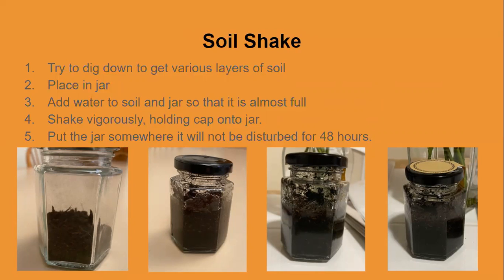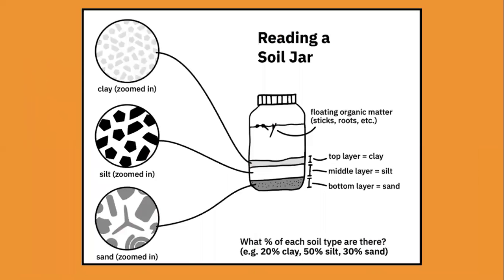And you can see how some particles are a different color and have risen towards the top. That's the middle silt layer. The bottom is sandier and the top is clay. Here's how you read your soil jar.